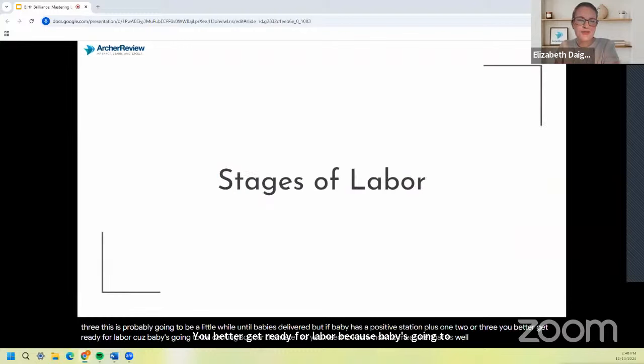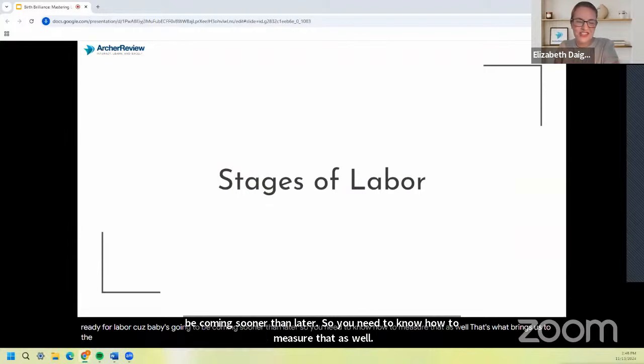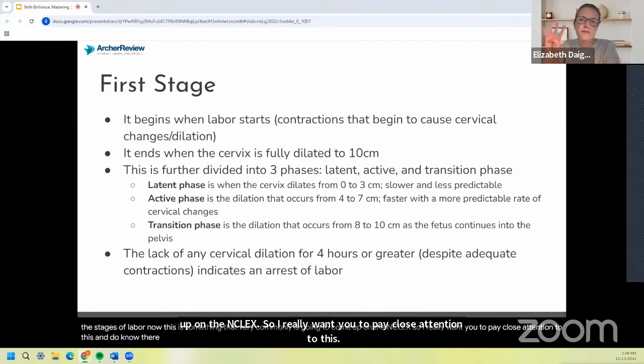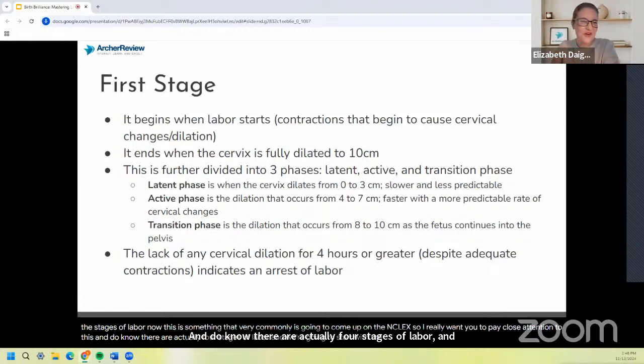And that's what brings us to the stages of labor. Now, this is something that very commonly is going to come up on the NCLEX. So I really want you to pay close attention to this. And do know there are actually 4 stages of labor. And we're going to start with the first stage, of course.